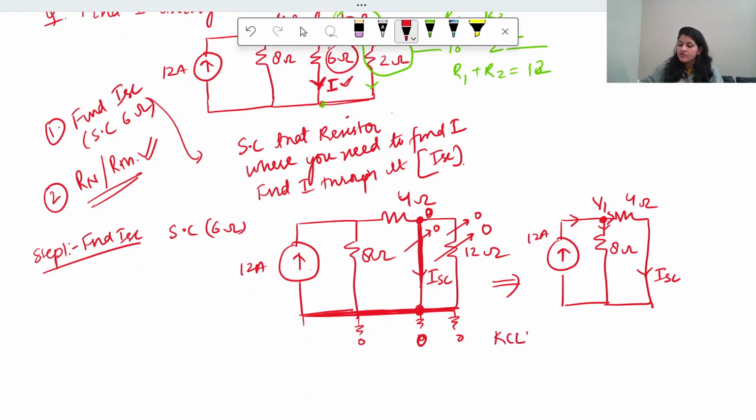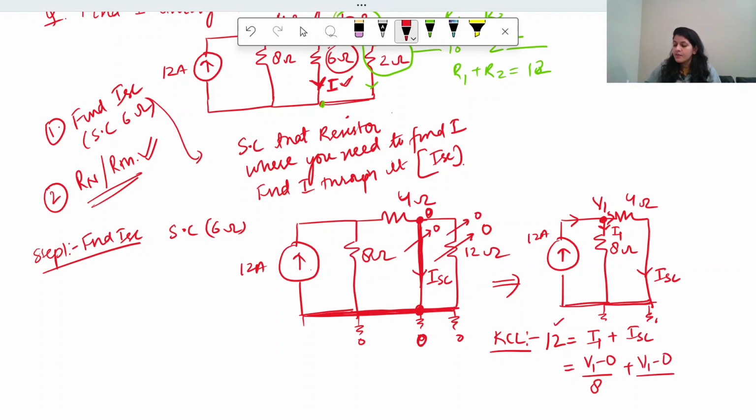So KCL will be: 12 is equal to sum of incoming current is equal to sum of outgoing current. Let us call this current I1, and this is already given, ISC. So 12 will be equal to I1 plus ISC, where the value of I1 will be (V1 minus 0) by 8, because this is this current and this all is 0, right? And ISC will be (V1 minus 0) by 4. So the equation is equal to 12.